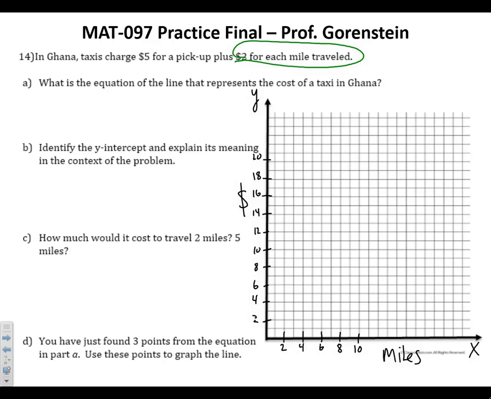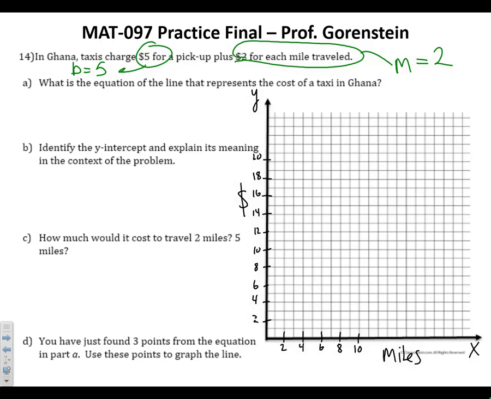Rate of change is slope. So this is telling us that the slope of the line will be 2. The rate of change is the slope. Here the rate of change is 2. Now the taxi charges $5 for pickup regardless of how many miles are driven. So as soon as you get in the taxi, you owe $5. If you travel 0 miles, you owe $5. That makes 5 your y-intercept, b.